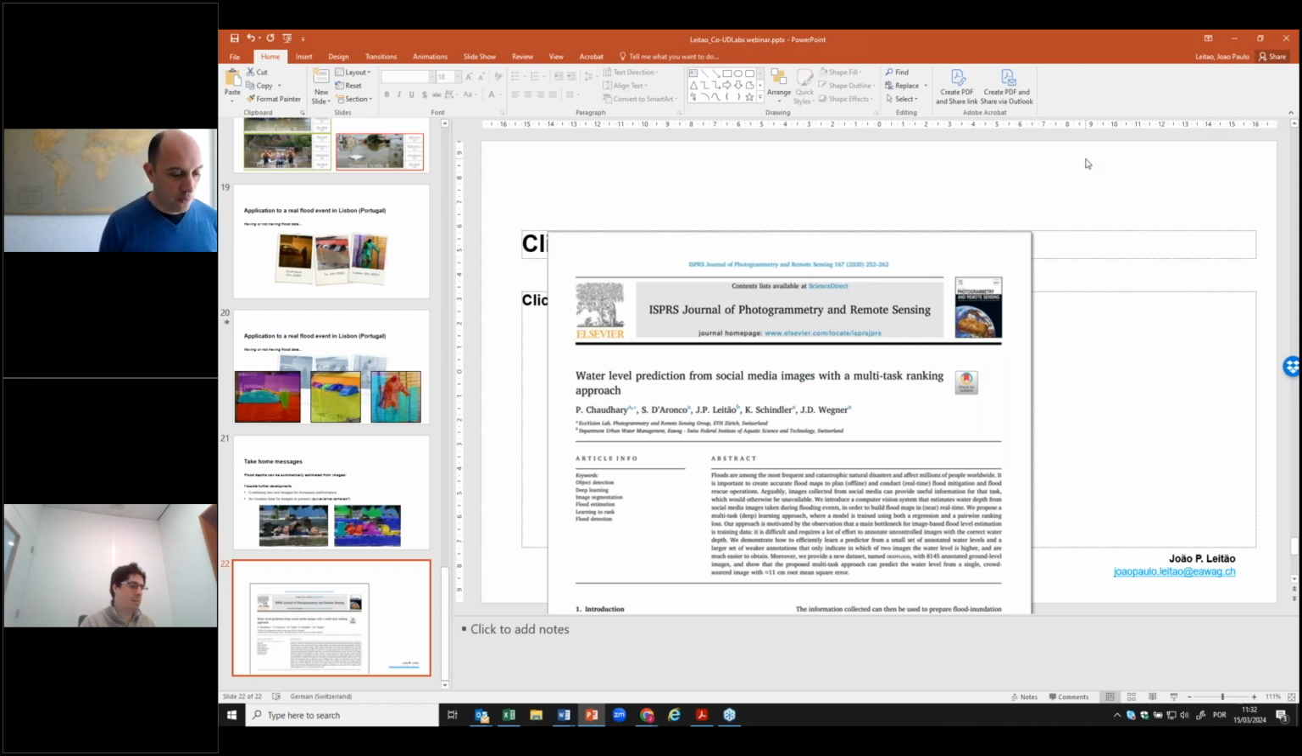Another way to go would be to create, and this is not new, a platform where people could upload images specifically for flood depth information. And with these, we will make sure that we ask the people contributing to add these extra metadata, for example. I don't know if this answers your question, Antonio.